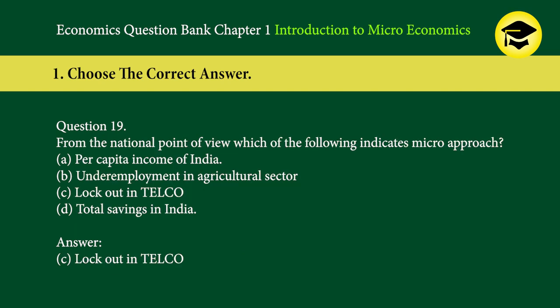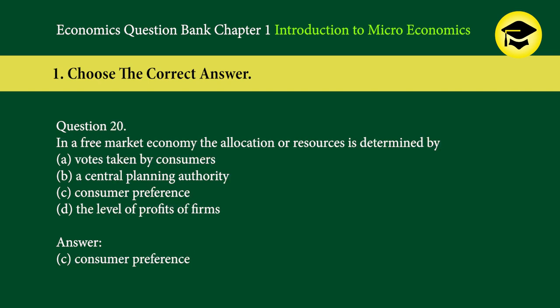Question 19. From the national point of view, which of the following indicates micro approach? A. Per capita income of India. B. Underemployment in agricultural sector. C. Lockout in Telco. D. Total savings in India. Answer C. Lockout in Telco. Question 20.